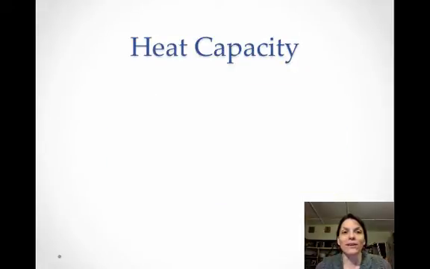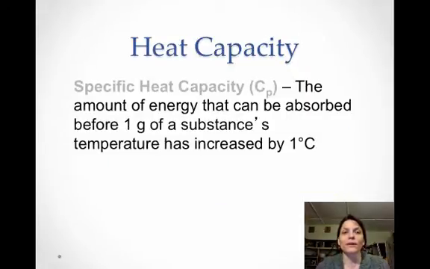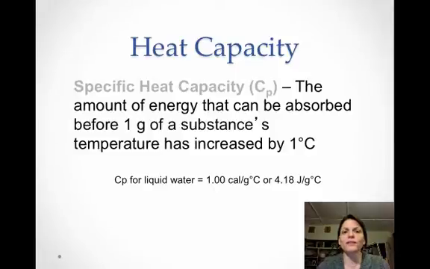Heat capacity. All right, so here's where we get to the heart of the matter. Now, the specific heat capacity tells you the amount of energy that's required to raise 1 gram of a substance 1 degree Celsius. So, for example, water actually has a pretty high heat capacity. It has a heat capacity of 1 calorie per gram degree Celsius, or 4.18 joules per gram degree Celsius.